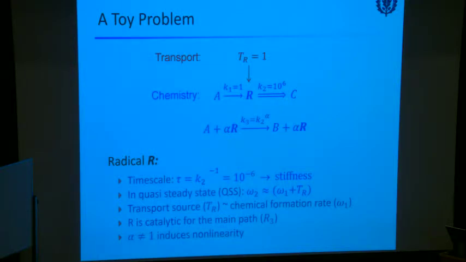So here's the example. For example, you have a simple reaction. Fuel goes to radical. Radical goes to some intermediate. Okay, and this radical, let's say it's H. It serves as a catalyst for fuel going to the final product. This two-step mechanism mimics what happens in real chemistry, right? Radical formation through a quasi-steady-state approximation.